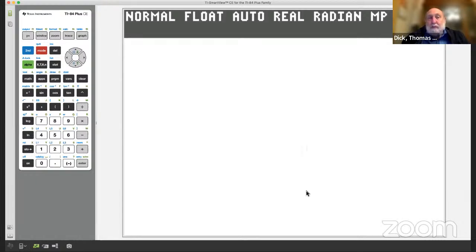Some folks wonder, can you do a split defined function on the calculator? And the answer is yes. It's not hard to do at all. I just wanted to illustrate that here quickly.